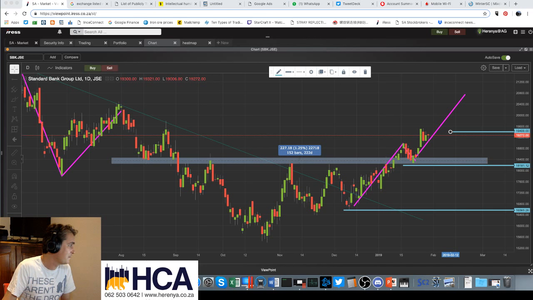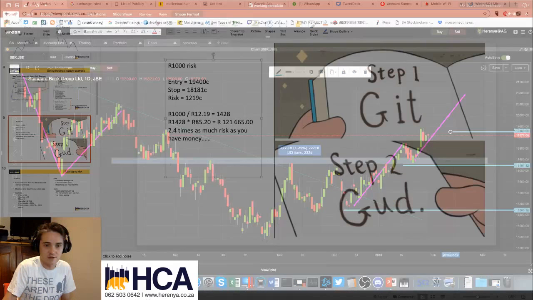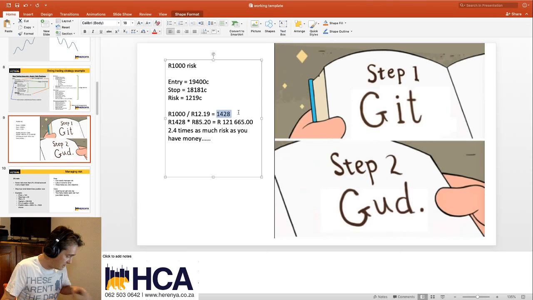I'm going to change screen so you can see what I'm doing. So we're going to risk 1,000 Rand on this trade. 1,000 Rand divided by 12.19. We're going to take a whole whopping 82 shares, which is going to be 82 times 194.